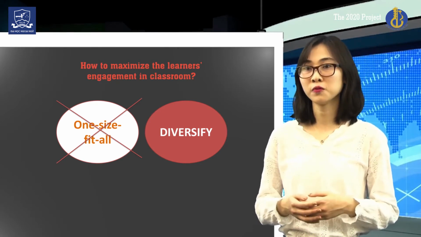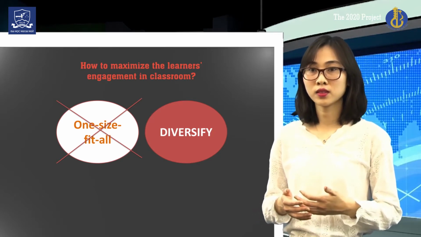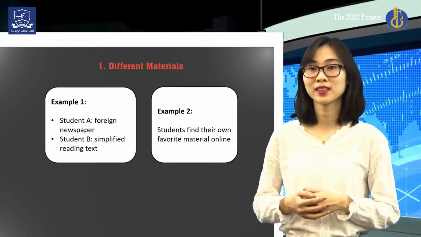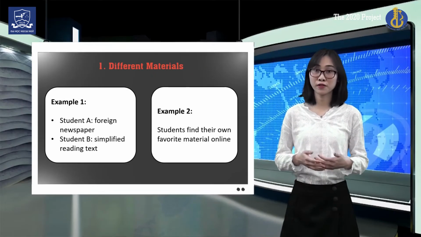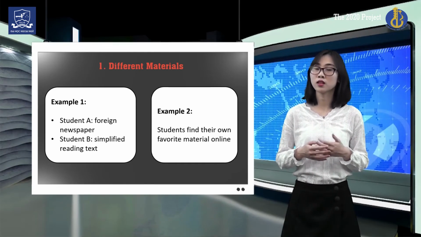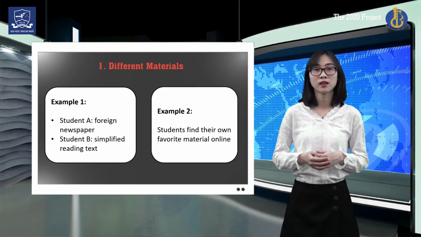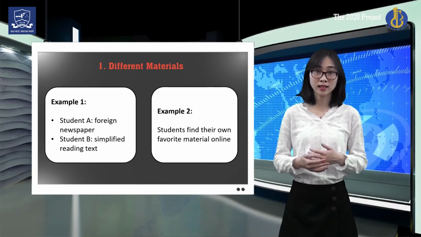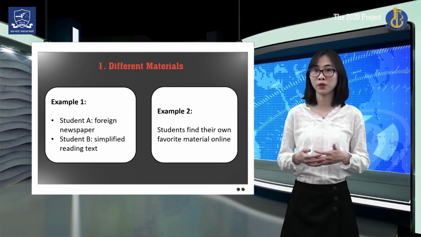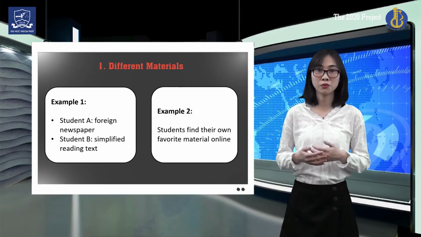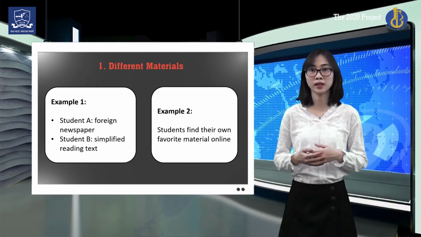So what should we do? The answer is, we need to go with variety, which means to diversify our teaching. In order to diversify our teaching, teachers can offer the students different materials. For example, we might assign student A a text from a foreign newspaper, while student B is given a more simplified reading text of the same topic.